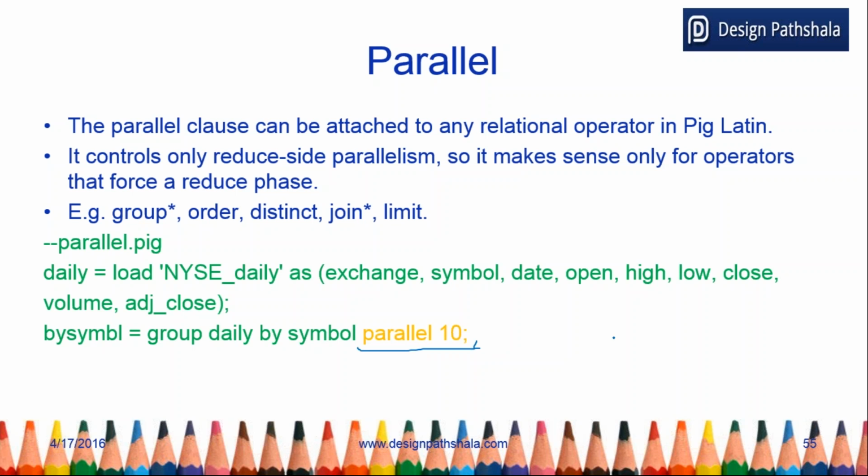Now you can guess what kind of operators would be applied on the mapper side and what kind of operators would be applied on the reducer side. So this parallel is only applicable on the operators which are practically applicable on the reducer side, because here I am just defining the number of reducers. Parallel is nothing but defining the number of reducers required in the program, if you want to define them explicitly rather than Pig or the map reduce algorithm predicting them for you. So you can set it explicitly.